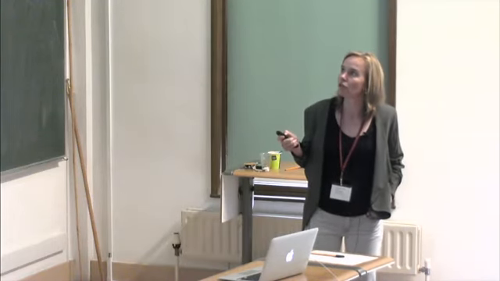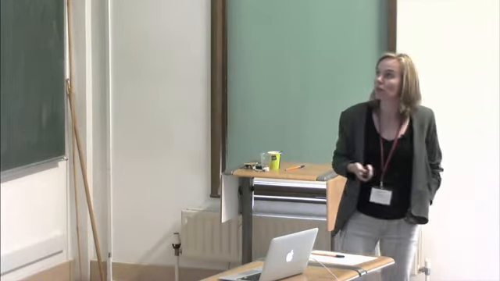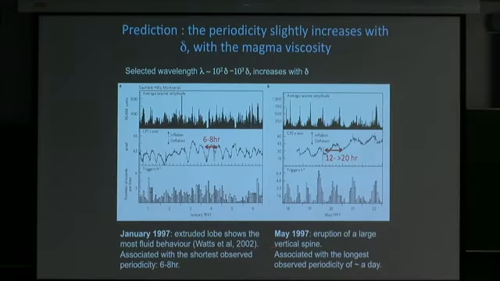A prediction of this model is that the periodicity is a function of the compaction length, and so it slowly varies with the magma viscosity. So it slowly increases with the magma viscosity, and this is what we observe in Montserrat. In January 1997, for instance, the periodicity was the shortest that has been recorded, between 6 and 8 hours. And at that time, the lobe extruded showed the most fluid behavior, was very fluid. On the contrary, in May 1997, the periodicity was the largest recorded. It was more than 20 hours. And at that time, a vertical spine erupted, characterized by a very large viscosity.